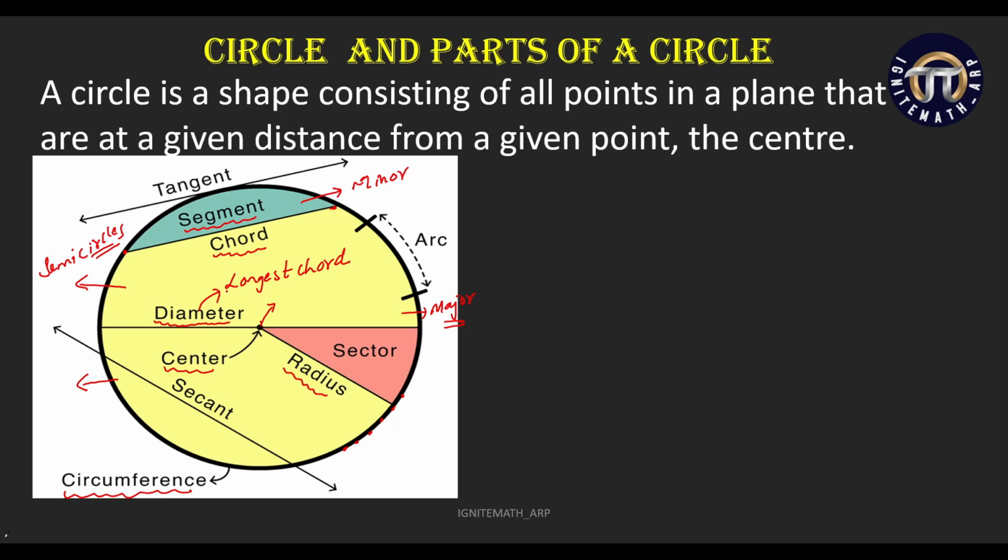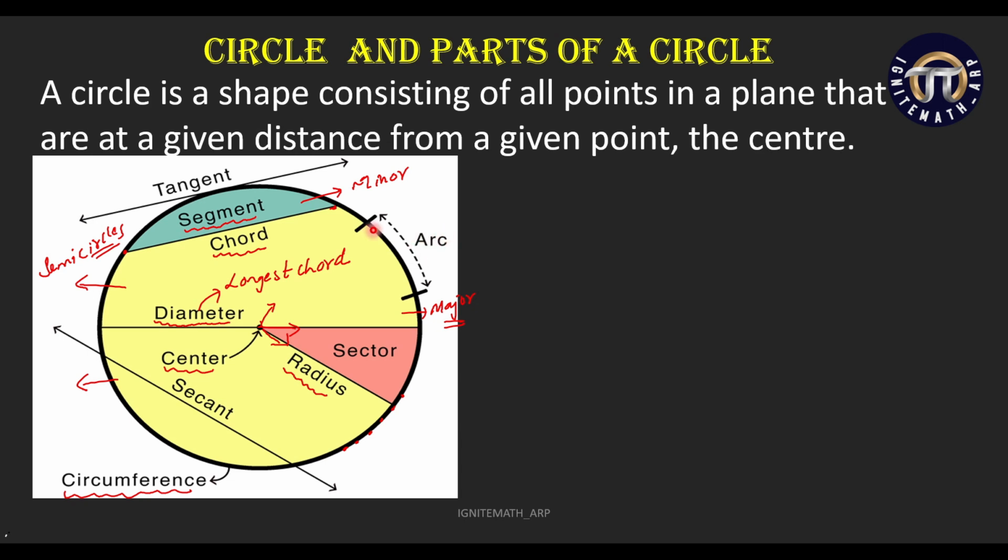Clear? Right? So now, whenever two radii are drawn, radius is singular, radii is plural. See, this is one radius and this is another radius. Whenever two radii are drawn and the area is bounded by the radii, this area is called a sector. A sector of the circle is nothing but the area between two radii and an arc. Then the question arises, what is an arc? An arc is nothing but a part of the circumference.